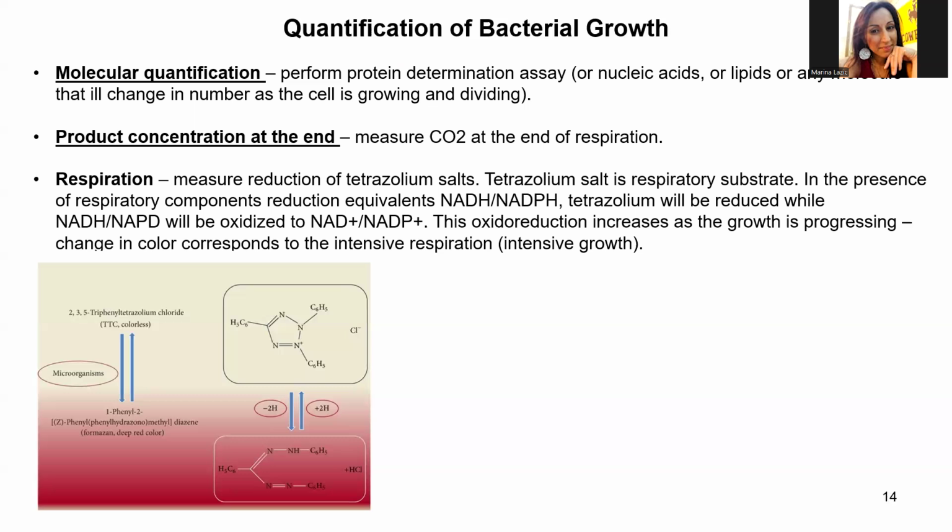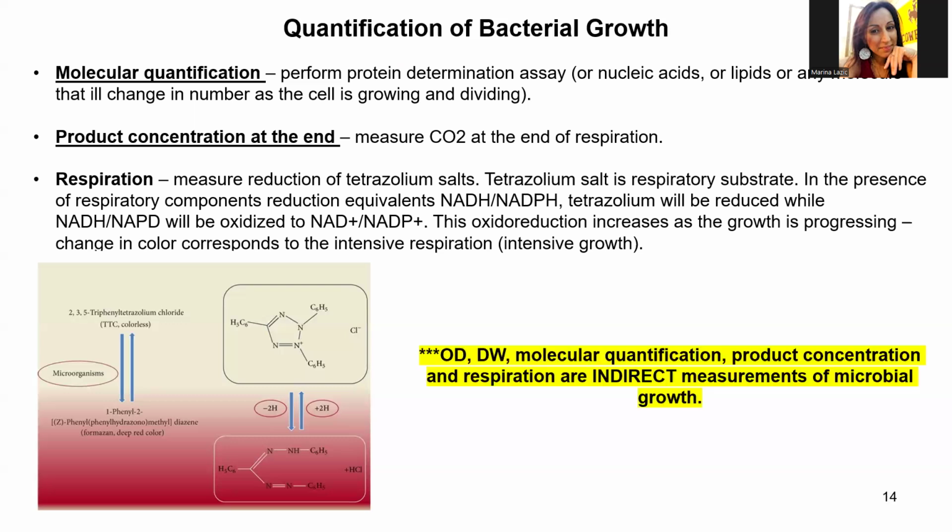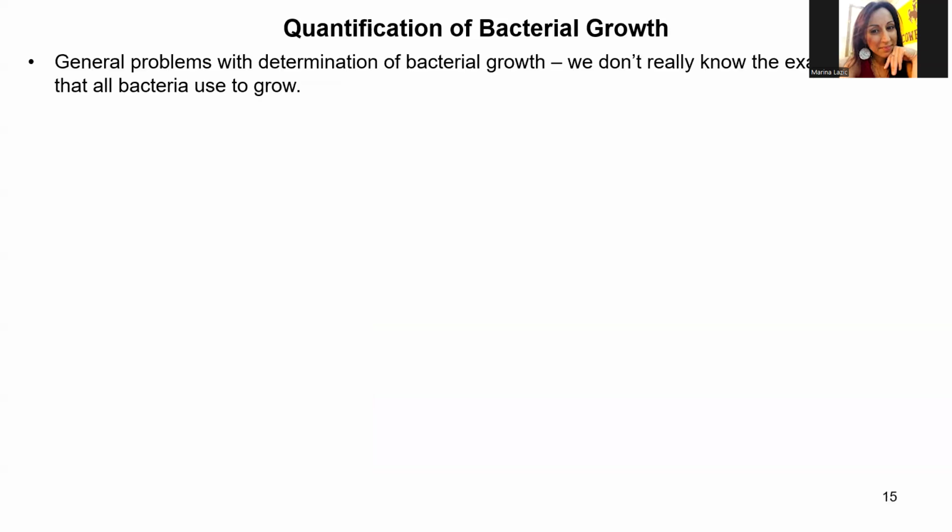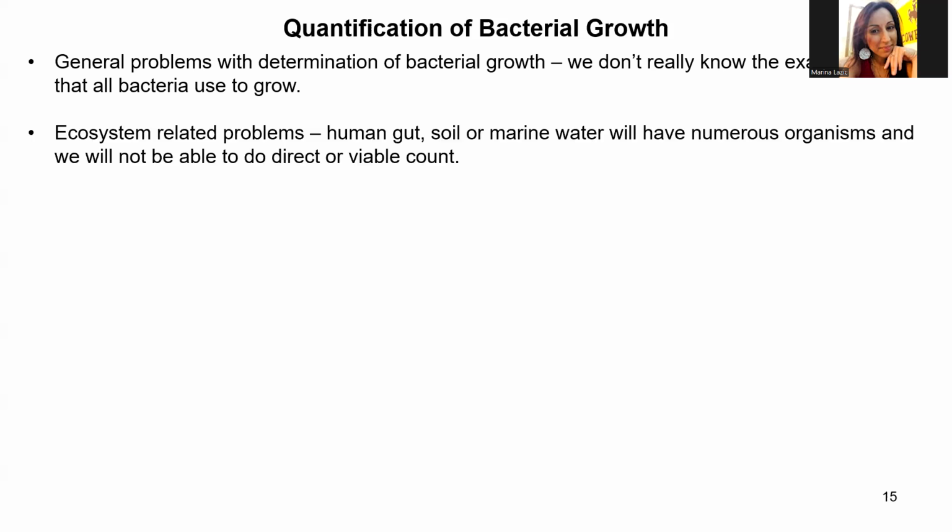All these, OD, dry weight, and product concentration, are called indirect measures, versus direct measures, which are cell count and viability. We very commonly use indirect measurements, but very often in microbiology classes you will see direct measurements, especially viable count. One of the big problems when we are trying to determine bacterial growth is another problem with viability count. We don't exactly know which media microbes will use, because many of them are not cultivated. Especially when you have organisms that are in the human gut or soil or marine water, you won't see any direct count, you won't see any viable count.